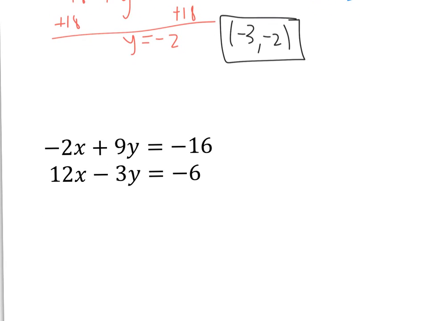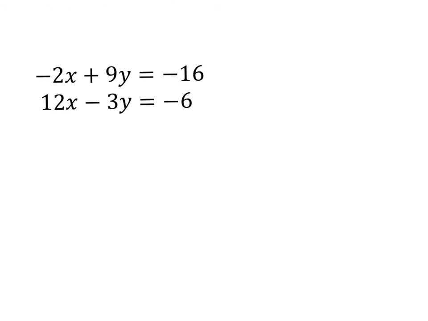All right, please feel free to solve this last system of equations. I am going to go on to the last page of notes and do a couple of the examples on that slide.